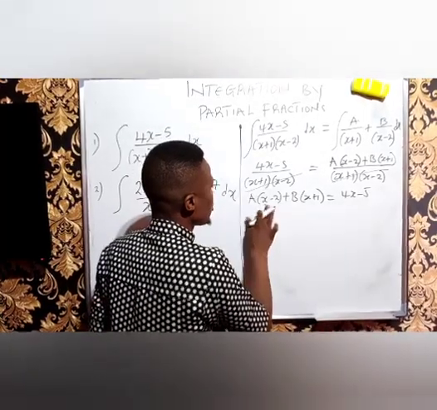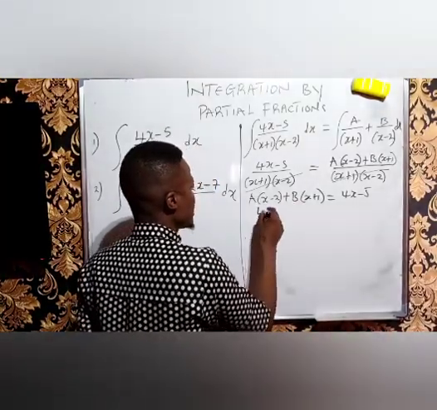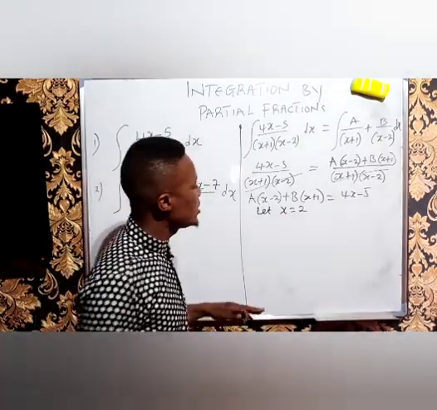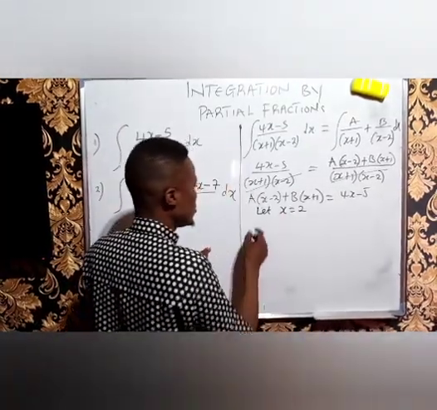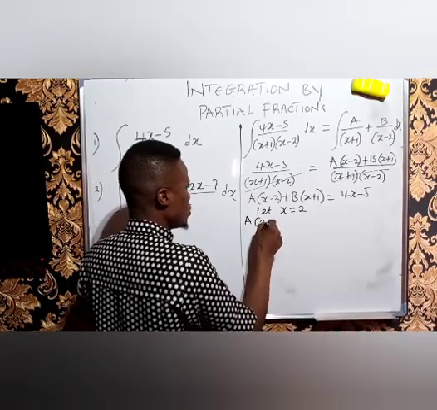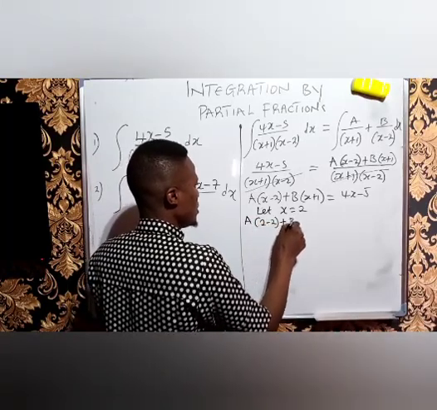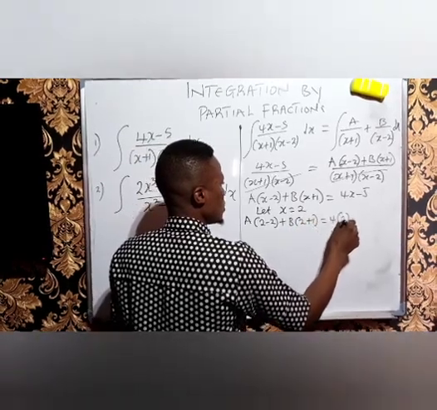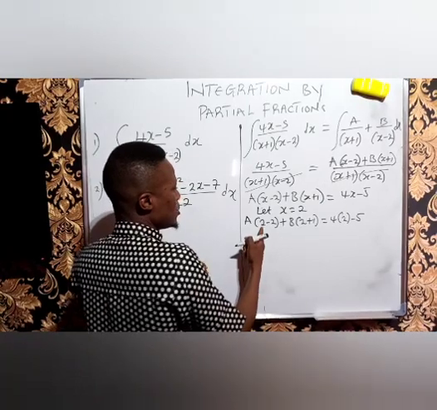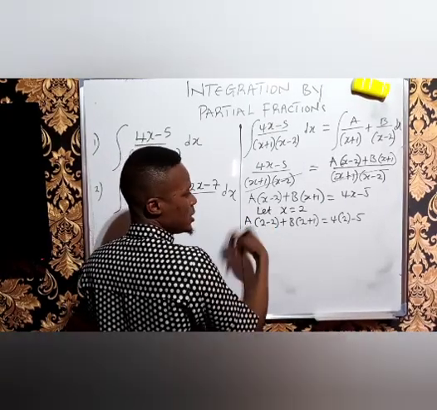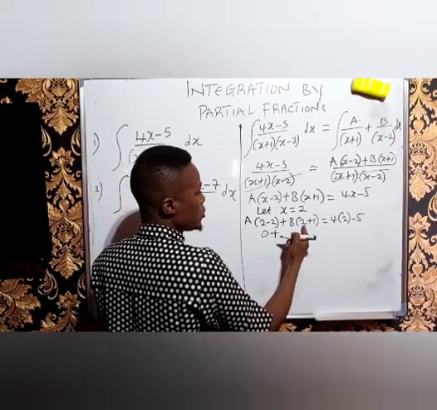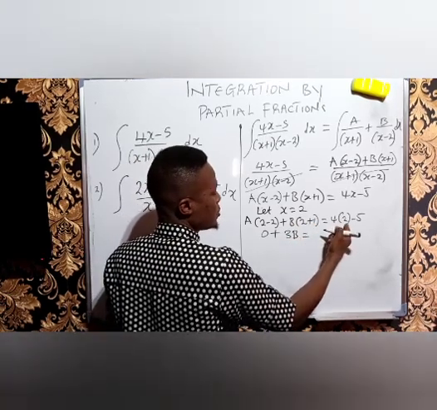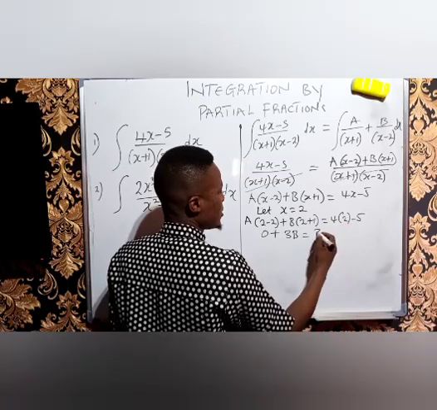So therefore, to get b, I will let x be equal to 2. The essence of doing this is to make a reduce to 0. So we shall have a into 2 minus 2 plus b into 2 plus 1 equal to 4 into 2 minus 5. 2 minus 2 is 0 and 0 times a is 0, plus 2 plus 1 is 3. 3 times b is 3b equals 4 times 2 is 8. 8 minus 5 is 3.